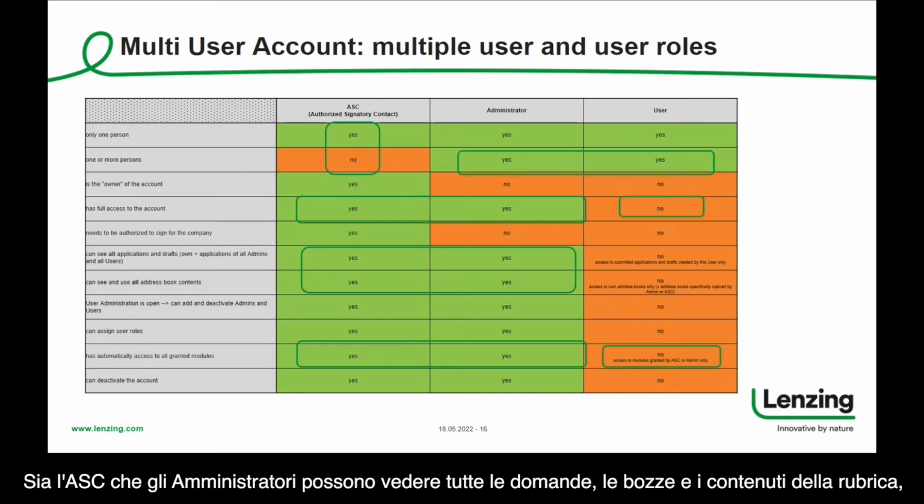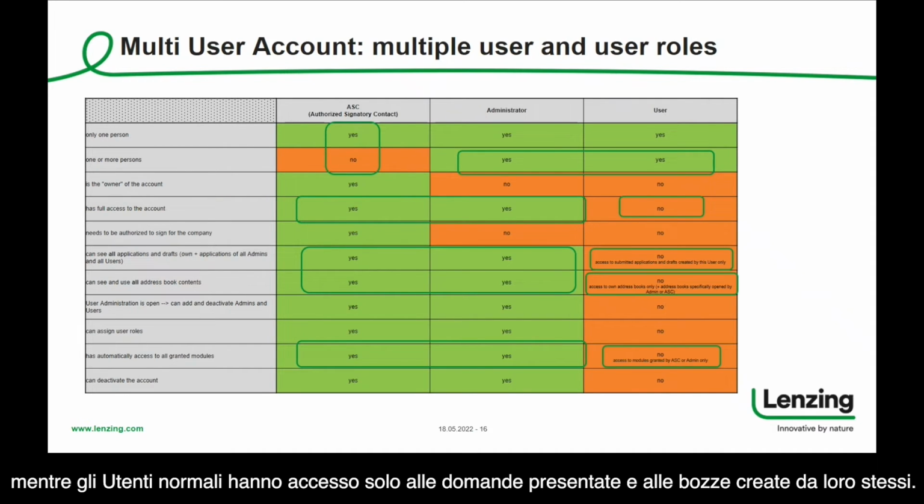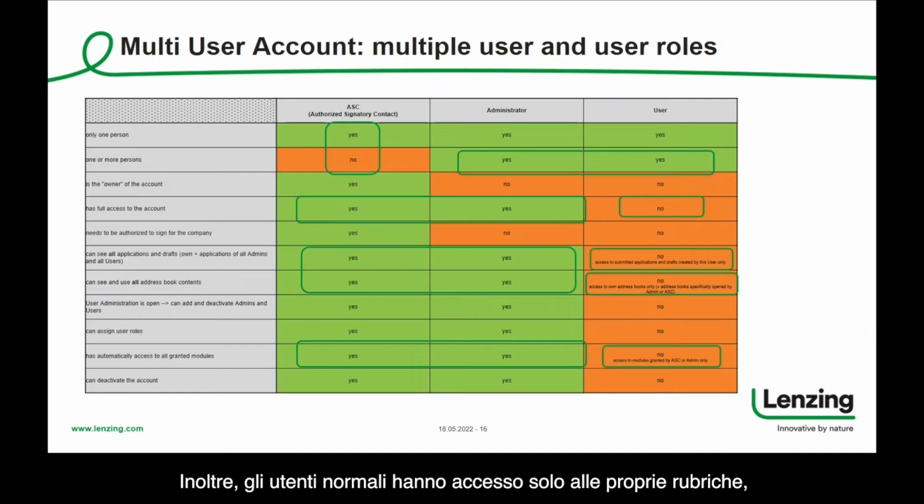Both ASC and admins can see all application drafts as well as address book contents, that is their own and those from all other admins and users, whereas normal users only have access to those submitted applications and drafts created by themselves. Normal users have also only access to their own address books, unless other address books contents are specifically open to them by admins or ASC.